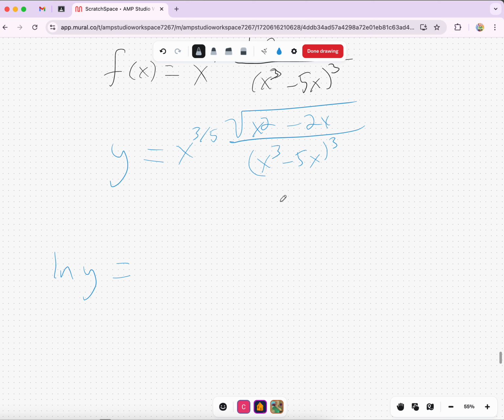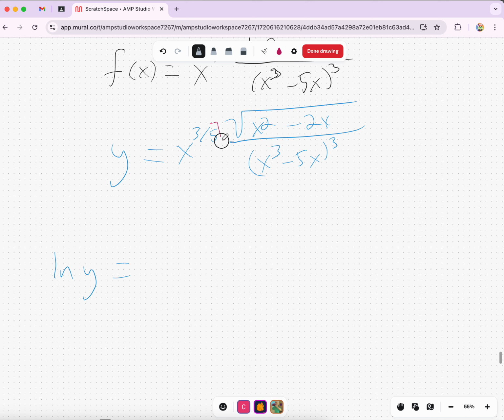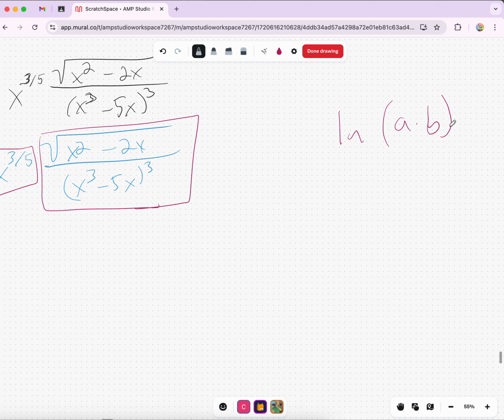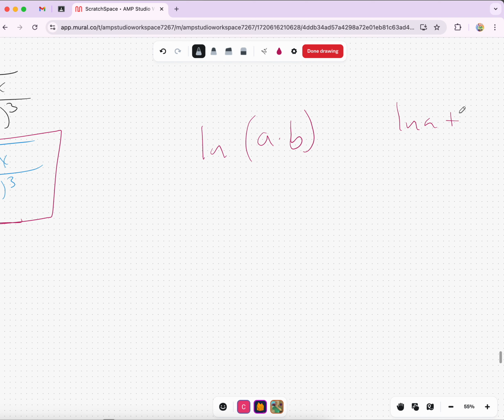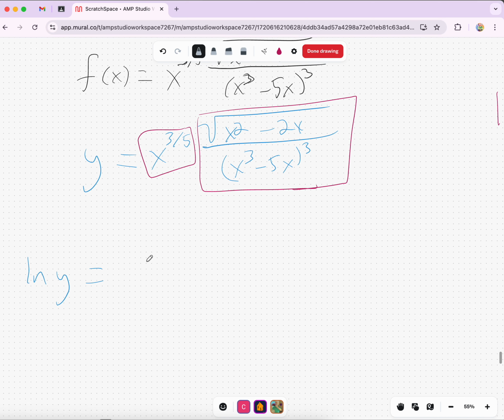Now, we really need to know our log rules or log laws, so if you don't know them, review them. But what we actually have here is we can think of this in two distinct chunks. We've got the natural log of this plus the natural log of this, because the log laws say that the natural log of a times b is the same as the natural log of a plus the natural log of b, right? Similar to the product rule. So we can split these apart. So we can take just the natural log of x to the 3/5 power and then add it to the natural log of all of this.